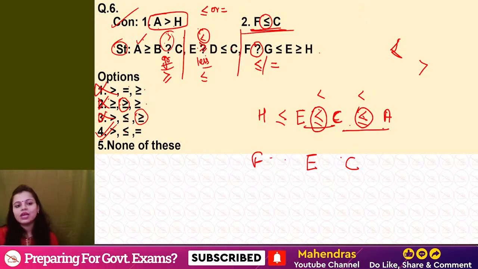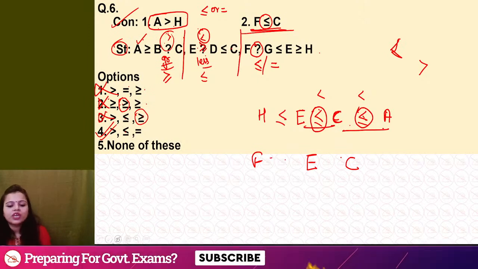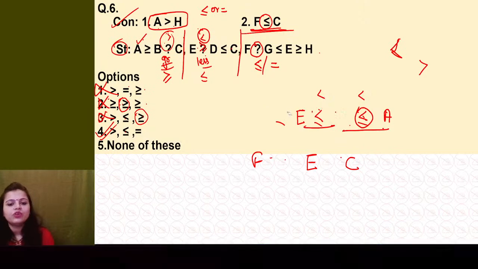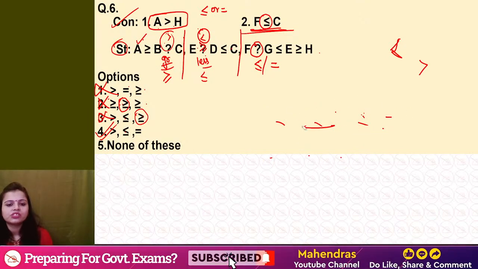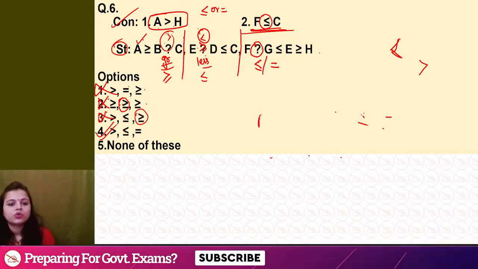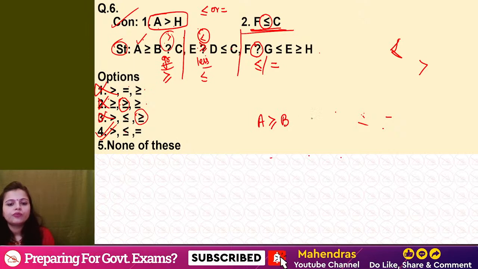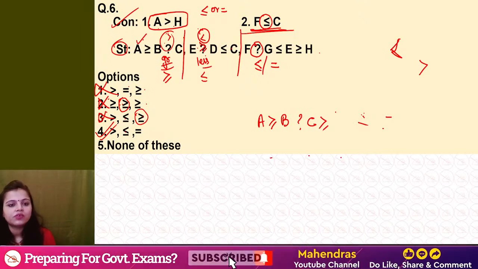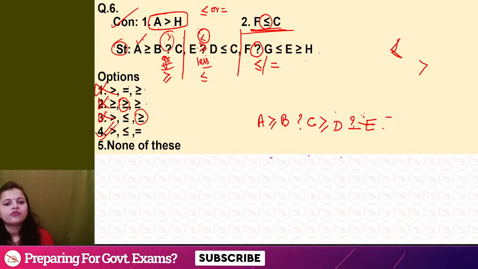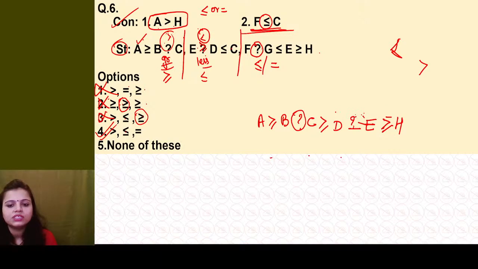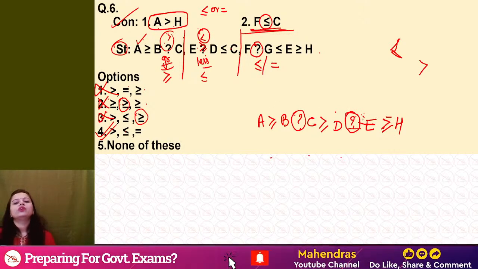You can solve this question with the help of elimination, or you can put the value of each question. So how can you put the value? With the help of values, you can also solve this question. But before that, you have to write the equation. So A is greater equal to B. Between B and C, we need a relation. C greater equal to D. Between D and E, again we need a relation. And E is greater equal to H. So in these two question marks, you have to put the sign so that A becomes greater equal to H.